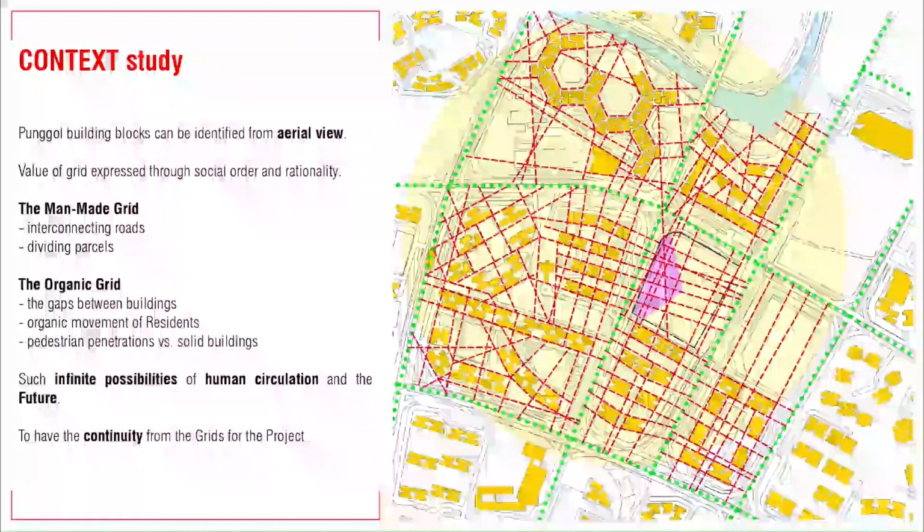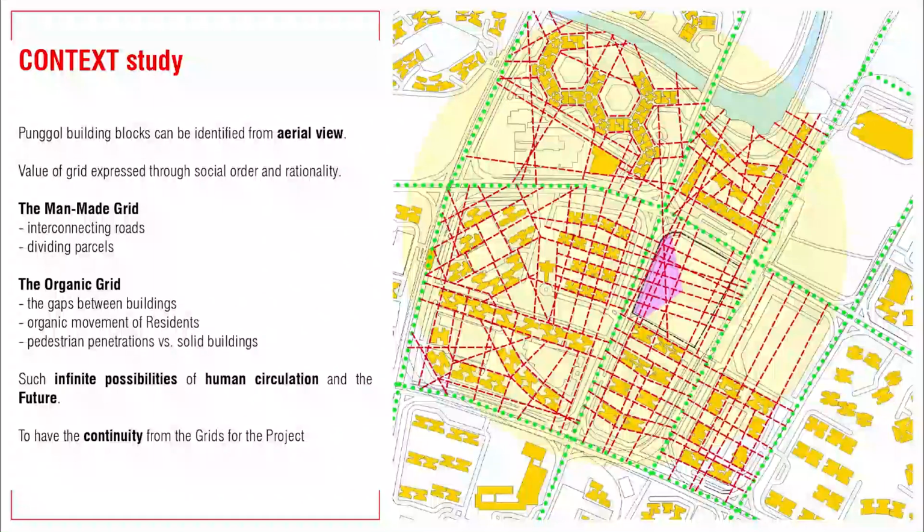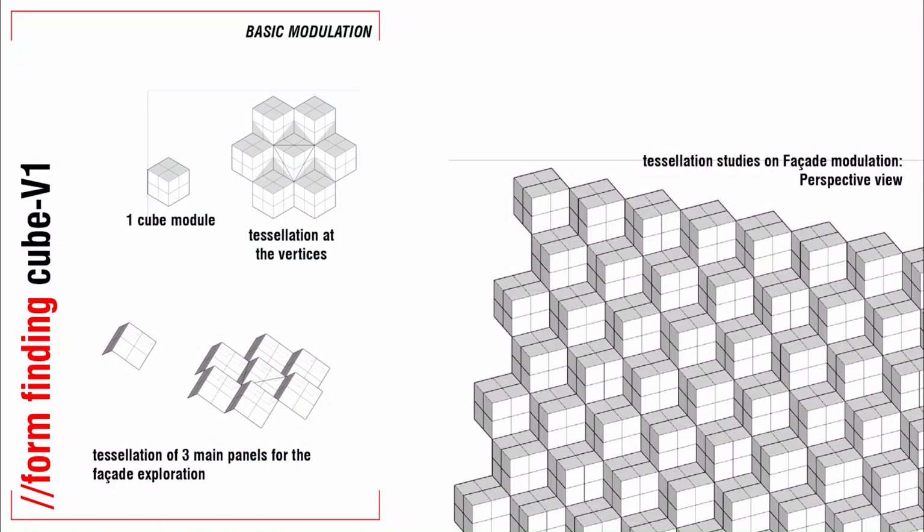Form finding. Based on the crit 2 exploration on the urban grid, first, in order to create a workable facade configuration, I used the tessellation method on the basic cube from the previous initial idea and tried to arrange it in a manner that will create an interesting facade configuration.